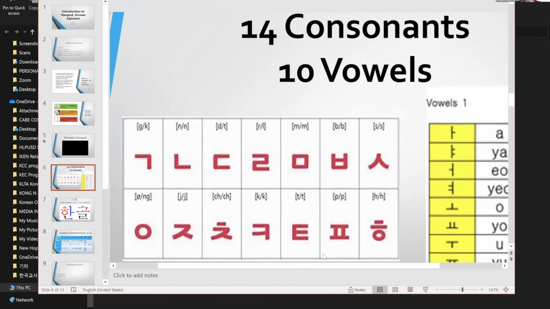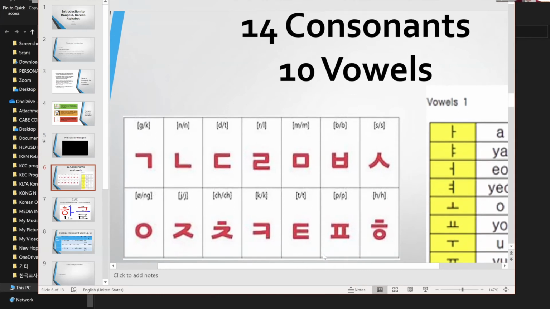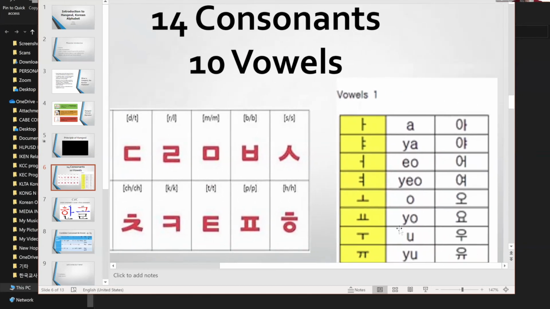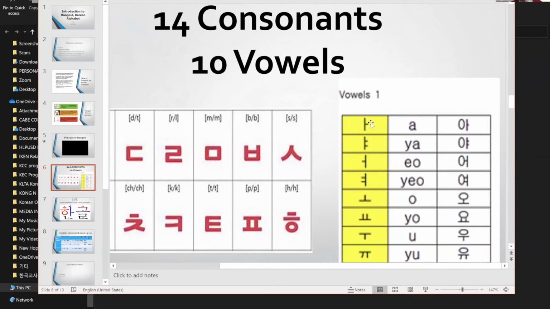The Korean alphabet consists of 14 consonants and 10 vowels. And these are the consonants: G, N, D, L, M, B, S, ng, J, Ch, K, T, P, H. So, 14 consonants.